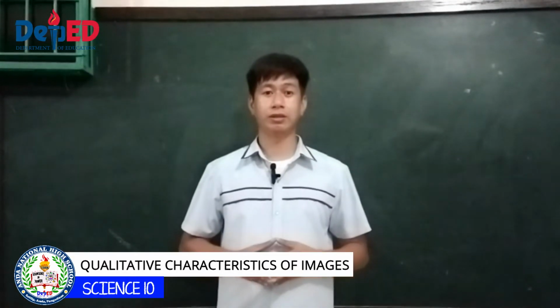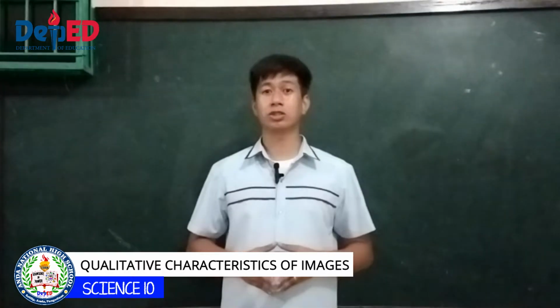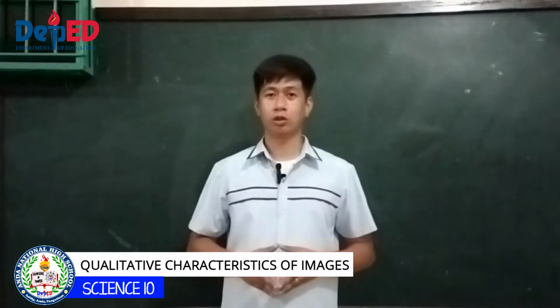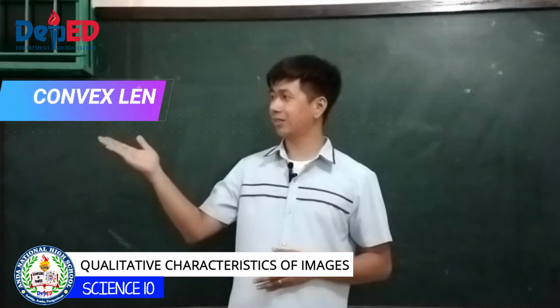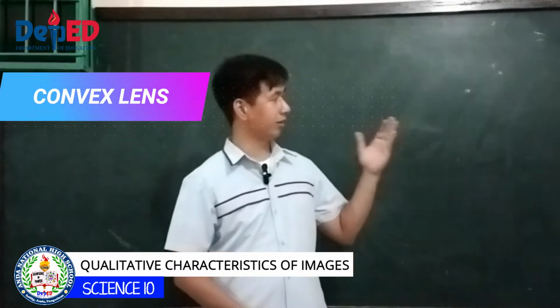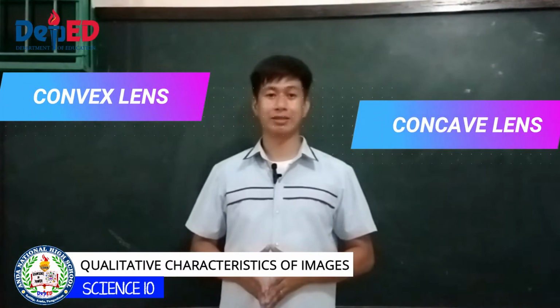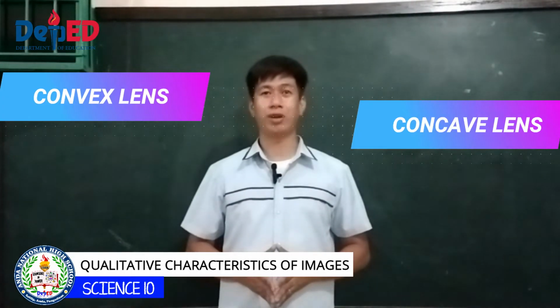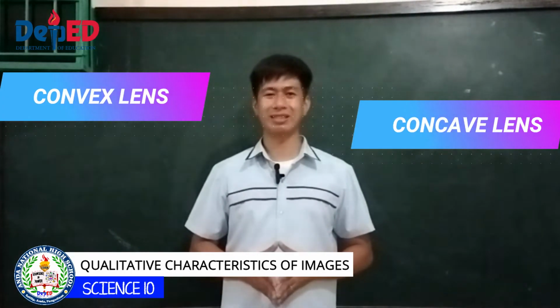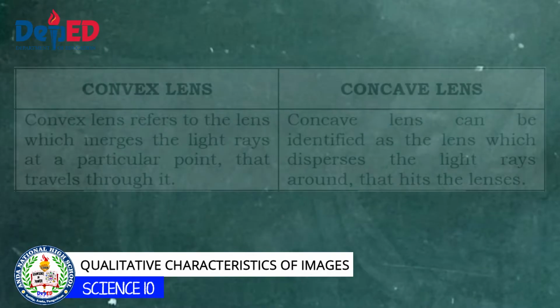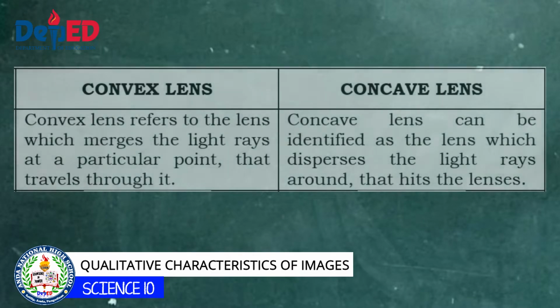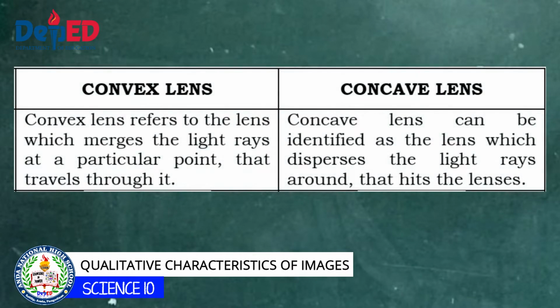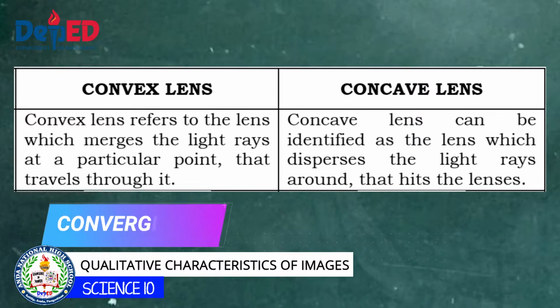On the other hand, there are two kinds of lenses. We have convex lens and the other one is concave lens. What are the differences between these types of lenses? Convex lens refers to the lens which merges the light rays at a particular point that travels through it. In other words, it is also known as converging lens.